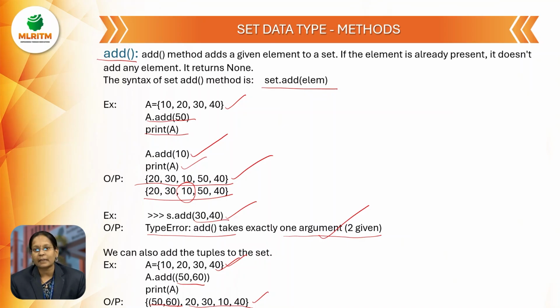So, set is a heterogeneous data type. It allows heterogeneous elements. That's why the tuple is one type and these are all integers. So, it is allowed.